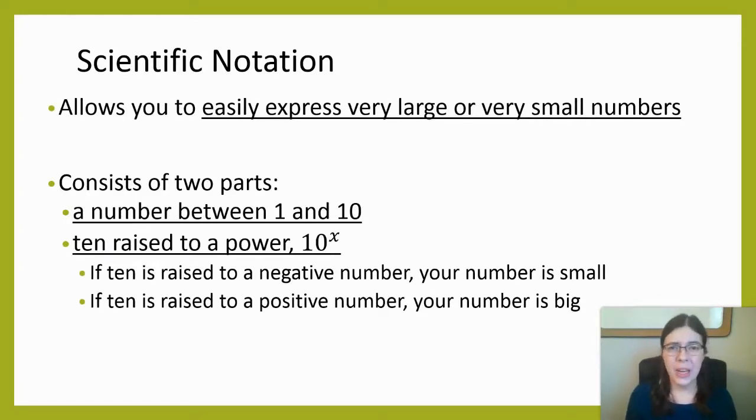Okay, so scientific notation consists of two parts. The first part is a number between 1 and 10. So 1 all the way up to anything a little bit less than 10. And then the second part is we are multiplying that number by 10 raised to some power. Now, if we're raising it to a positive power, then that means that we have a large number, or really anything greater than 1. If we are raising 10 to a negative power, that means that we have a decimal, so a small number.